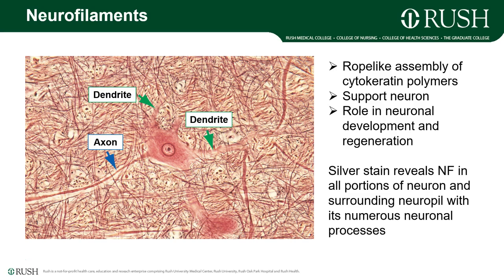The neurofilament within the neuron is depicted in this diagram, where you can see the cell body, the axon, dendrites, and then all the other processes from other cells within this picture. They look like ropes. They are assembly of cytokeratin polymers. They are involved in supporting the neuron, as well as involved in the development and regeneration. In this picture, they are visible because the section has been silver stained, which is the way to visualize neurofilaments.